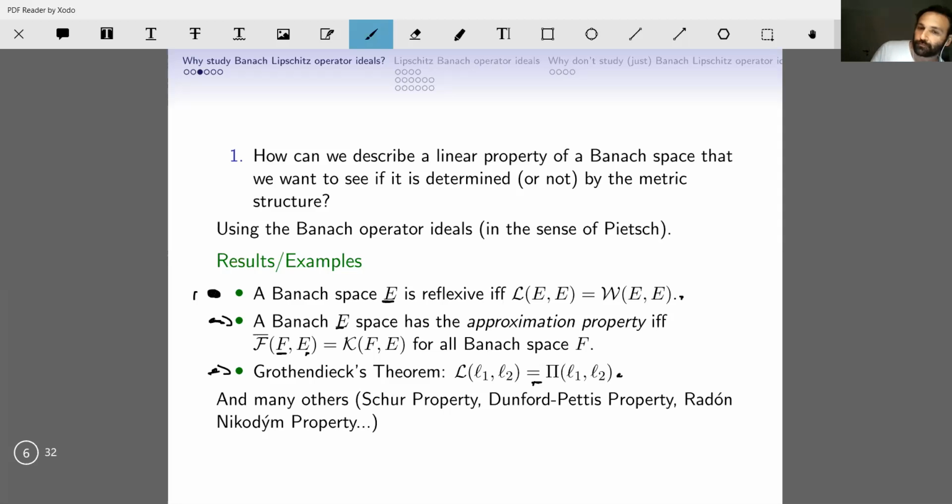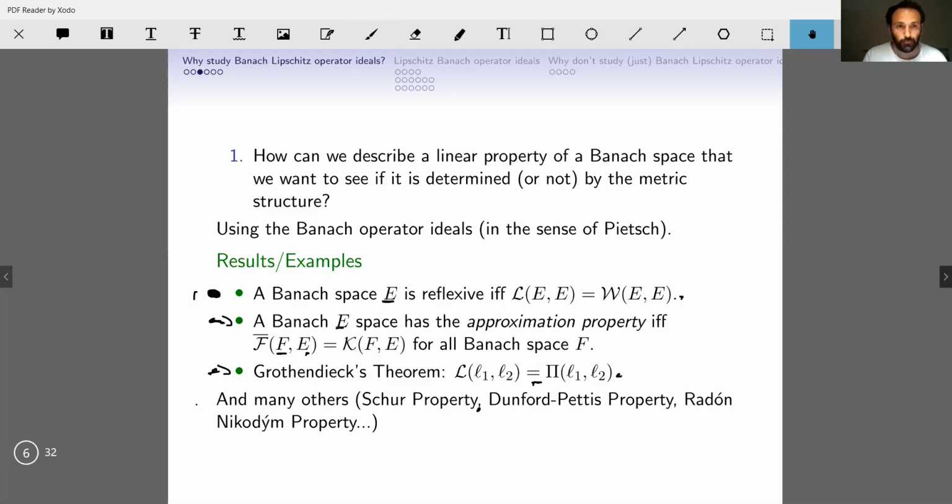have some property. Of course, to say this property, we have many other ways to describe it, but here we use just linear operators. And also, using linear operators, we can describe almost all linear properties of Banach spaces. I put here some examples: the Schur property, the Dunford-Pettis property, the Radon-Nikodym property, and many others.